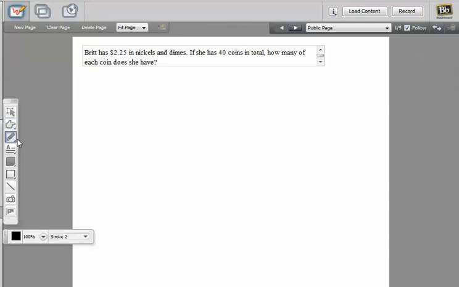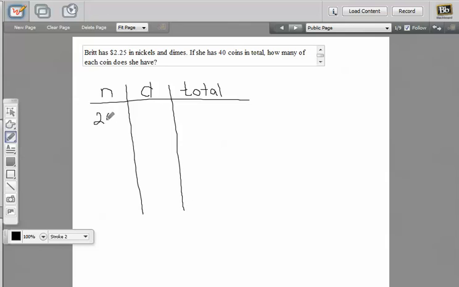What we're going to do here is create a chart or a table for most of our problems and see if we can come up with their answers using the guess and check method. I'm going to make a column for nickels, dimes, and my total. I'm just going to start out with 20 of each because we have 40 total. So if we have 20 nickels and 20 dimes, how much money do we have? Well, 20 nickels is $1, and 20 dimes is $2. That gives us a total of $3, which is too much because we only want $2.25.